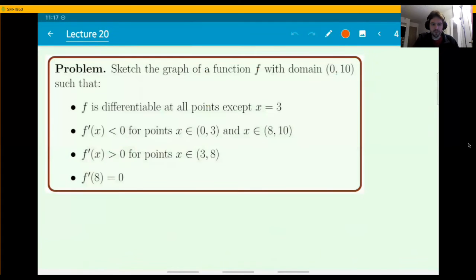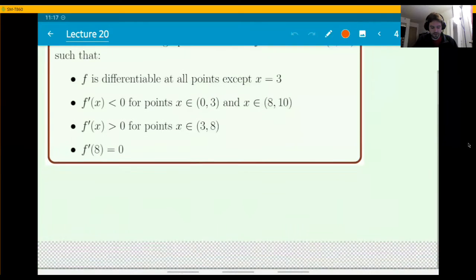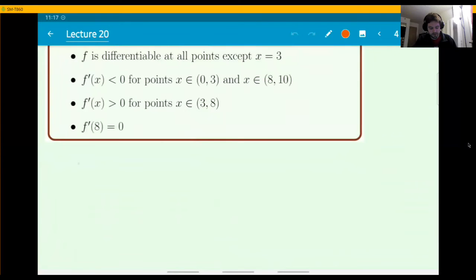Kind of a different problem here. Sketch the graph of a function with a domain between 0 and 10 with these 4 properties. So we're going to draw all of that. First of all, we are going to draw a little sketch. It goes between 0 and 10. The function must be differentiable at all points except 3. So not differentiable at 3.